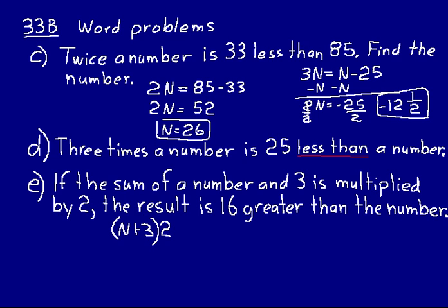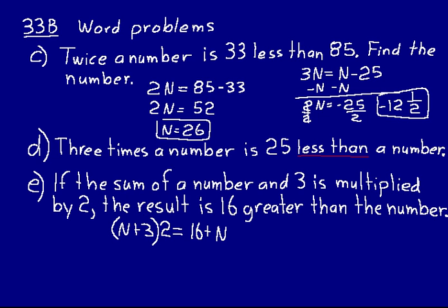The result is, so there's our equal sign. That word result and the word is, those tell us that there's our equal sign. The result is 16 greater than the number. Okay? So we have 16 greater than, that means adding. So 16 plus the number. In the previous two problems we've had less than, and so we had to do subtraction of that part. If this would have said 16 less than the number, we would have written n minus 16. But it says 16 greater than the number, so we need to add 16 to the number.